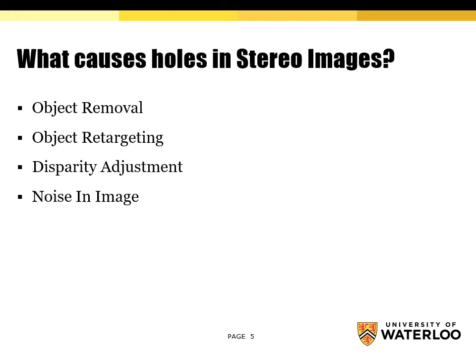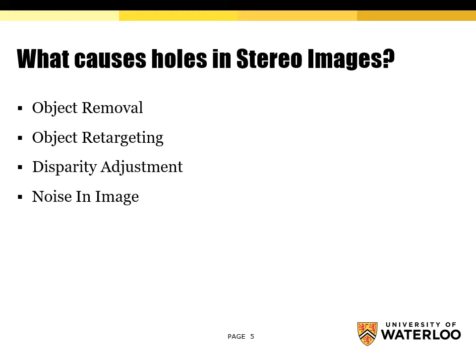One is object removal. If we want to remove an object from an image, the area that the object was covering in that image is now exposed and contains a hole. We don't know what information exists in that region, and hence we need to fill that. Another reason where a hole could exist is when we are moving the objects around in the same image.